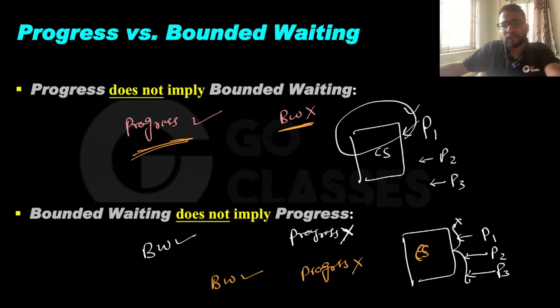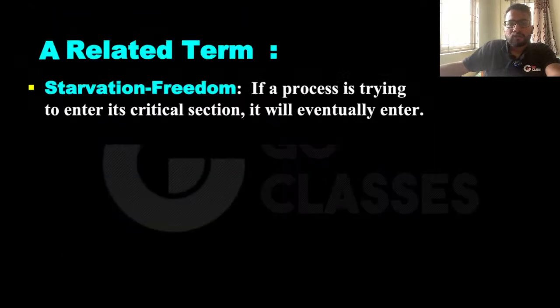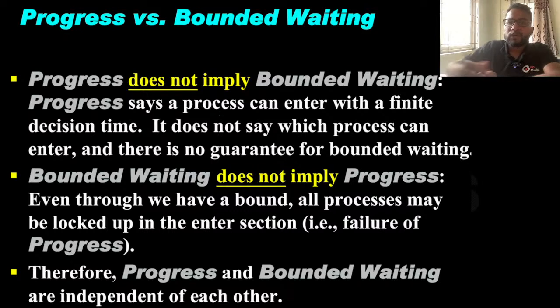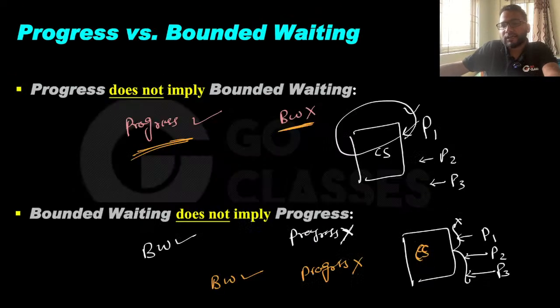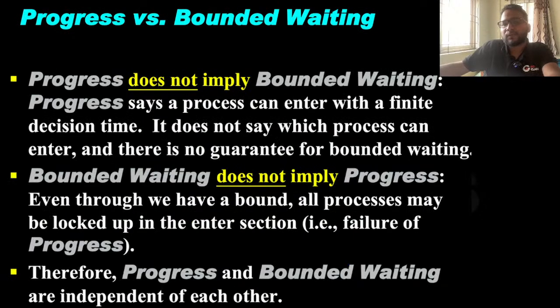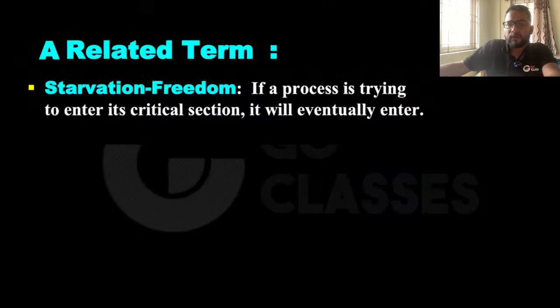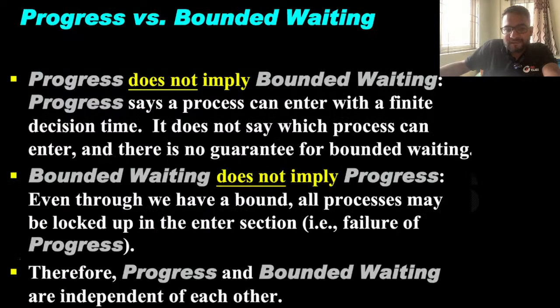Okay, now let's move further. See here, progress does not imply bounded waiting. Progress says that a process can enter within a finite decision time. It does not say which process can enter. So basically, progress does not say anything about a particular process. Here P1 is making progress, P2 and P3 are not, still progress is satisfied, right? So ultimately, progress and bounded waiting are independent of each other. That's a very important point.